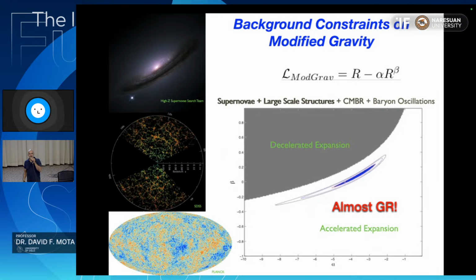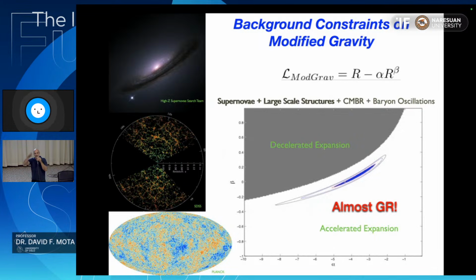Yeah, so at the background level, it's very difficult to distinguish if I'm doing an F of R gravity from lambda CDM. As I said, I do not want to make my life complicated with a model which just behaves like lambda CDM. I want something which has some signature, so I can test and rule out the model. That's what science is about. Otherwise, we are not doing science.